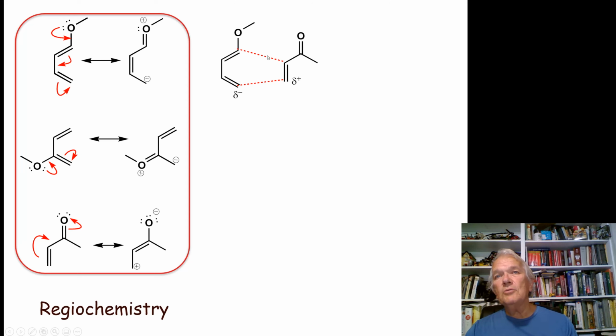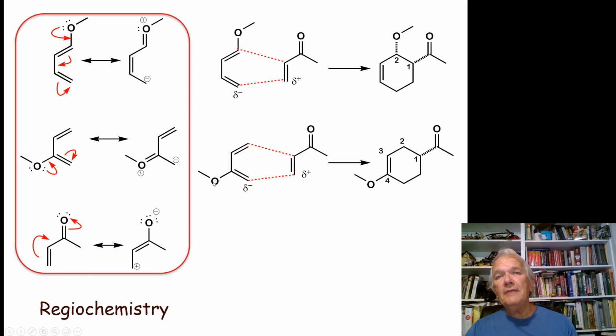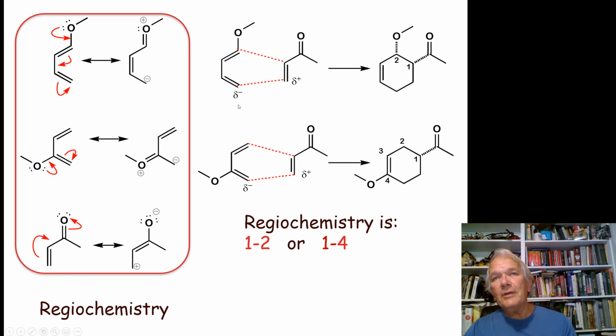So this is what we call 1,2 to one another. So they want to be 1,2. And on the other hand, if you have an electron donating group there, then the carbonyl wants to be 1,4 away from it. So regiochemistry is 1,2 or 1,4. Now, if you have multiple substituents around here, maybe you had one on the other end too, well, then you can't tell. It's just a mix-up.